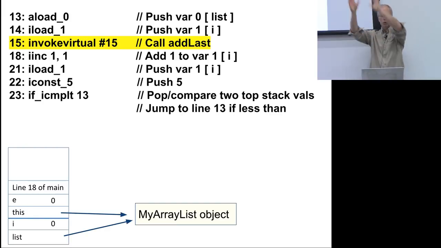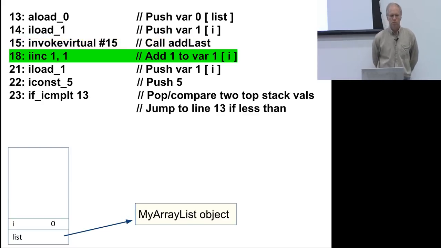And now we transfer control. Invoke virtual transfers control to the add last method. It'll run, it eventually hits a return, and when it sees the return, it'll say, oh, I'm supposed to return to line 18 of main. And boom, I'm back here. So the way we get back, we have to tell the method we're calling where to go back to when it's done.